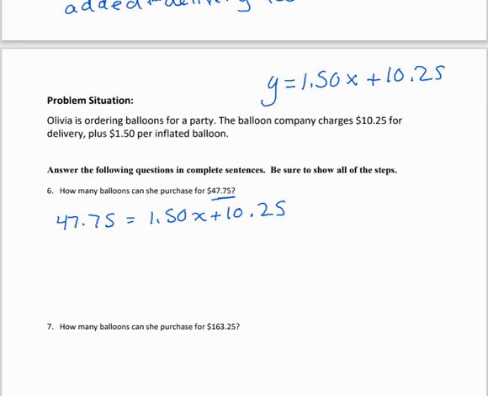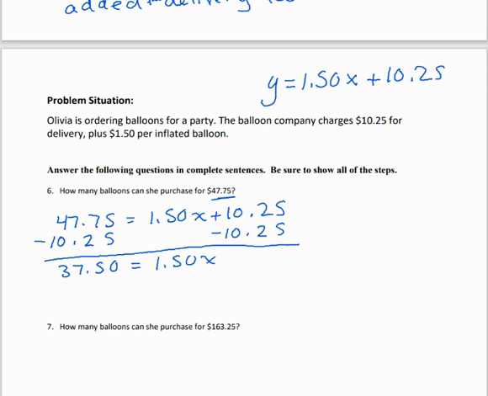Okay, so what do we do? Let's hear from somebody else. I think I've heard from Max. I've heard from Moses. What are we going? 10.25. Good. Okay, we're going to subtract first. And so that will give me $37.50 equals $1.50x.